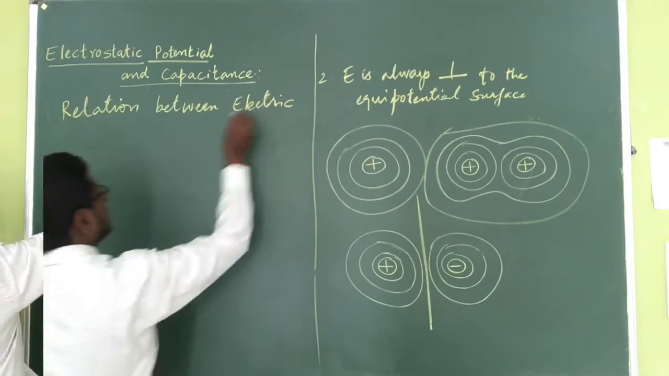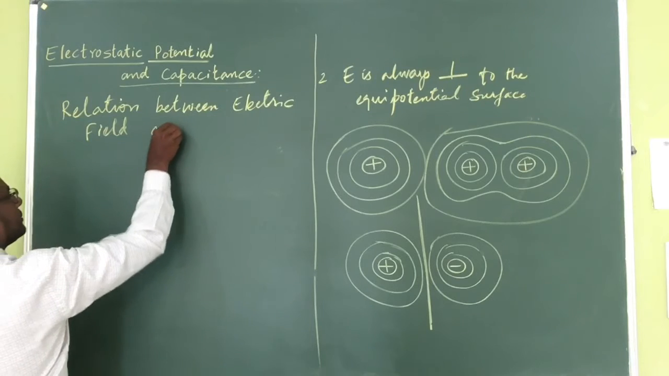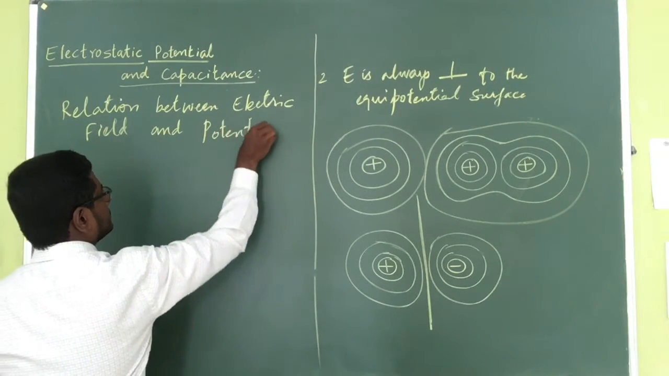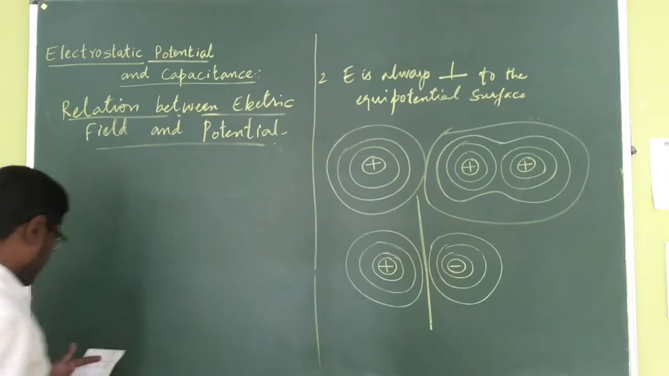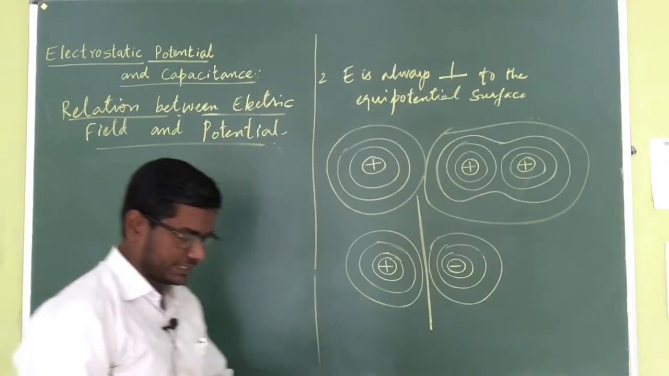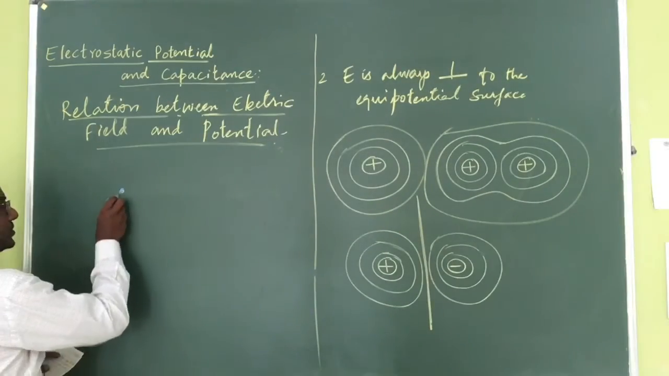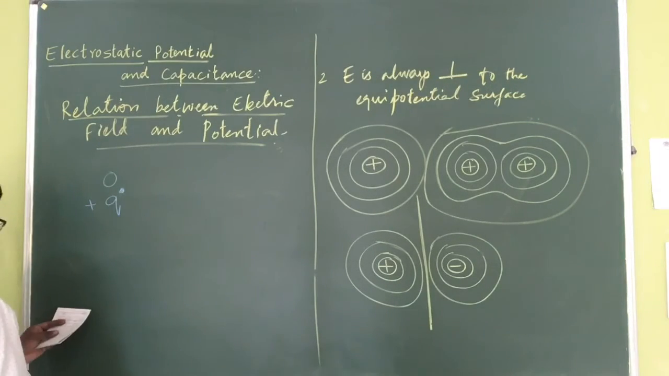Relation between electric field and potential. For this, we are going to draw a diagram. Like always, each derivation starts with a diagram. The positive charge, let us call it plus Q, is kept at the origin.